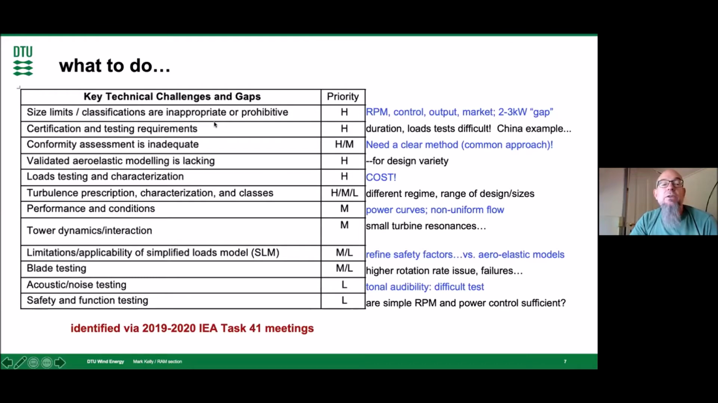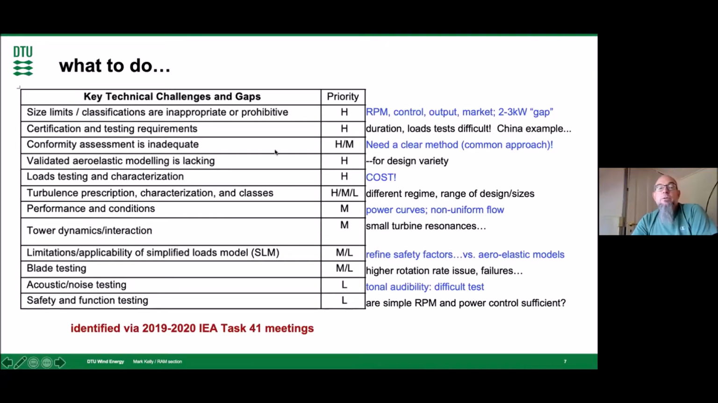Then, certification and testing requirements. For small turbines, they have tended to be prohibitive, too expensive, too hard. In particular, the duration of load tests is cumbersome, long, and difficult, maybe hard to even understand. I mentioned the China example. So what does that mean? You can look in the report, but in China, especially towards micro turbines, there are a set of voluntary standards which have helped push things along in that area. So it's giving options to small turbine manufacturers, for better or worse.